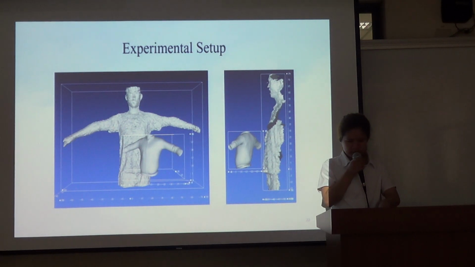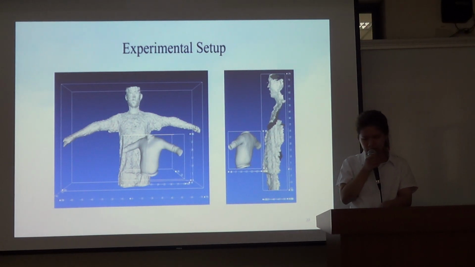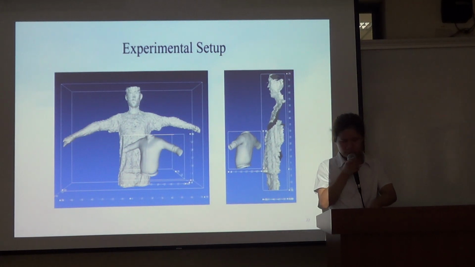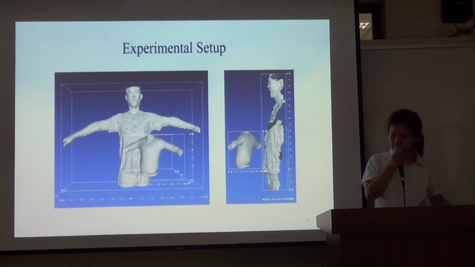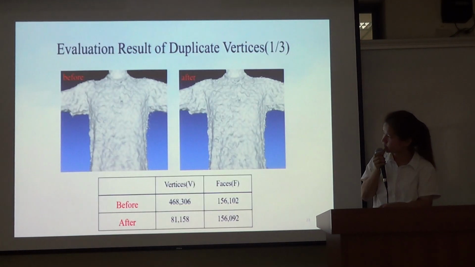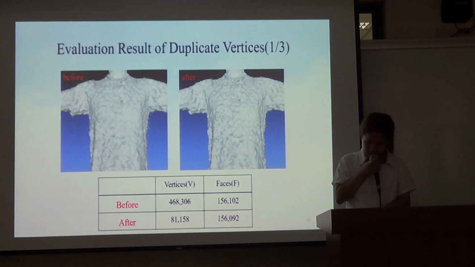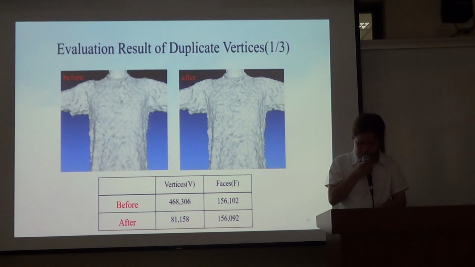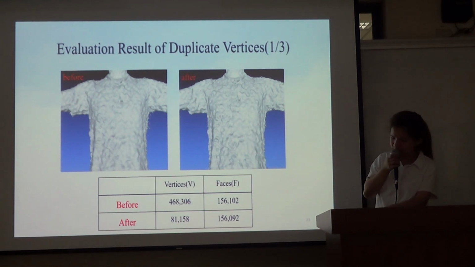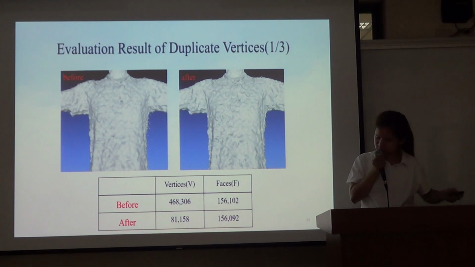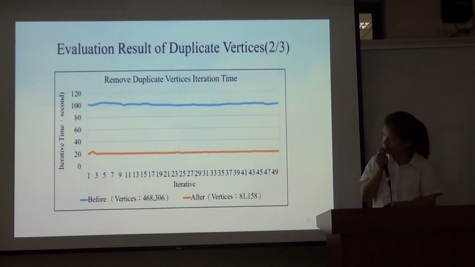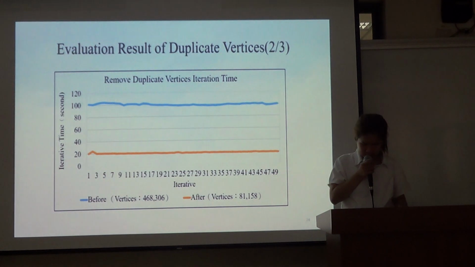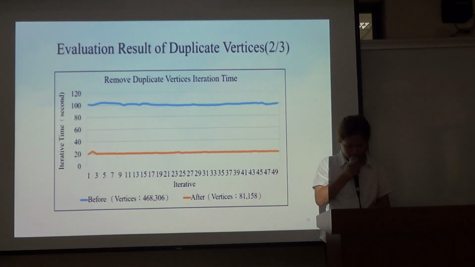This is the source model A and the target model B. Experimental model and geometric measurement related information. This is the model surface change before and after removing duplicate vertices. This is the remove duplicate vertices iteration time.